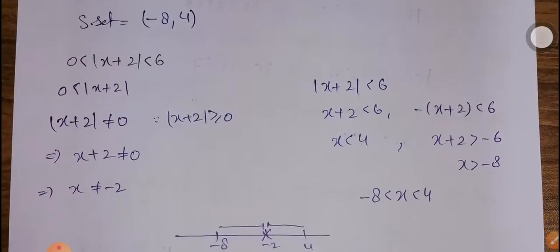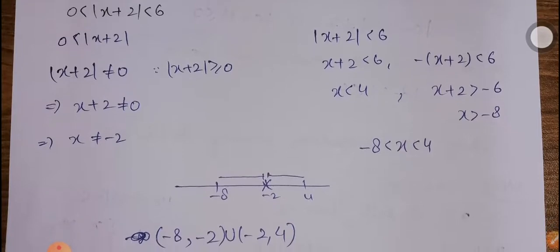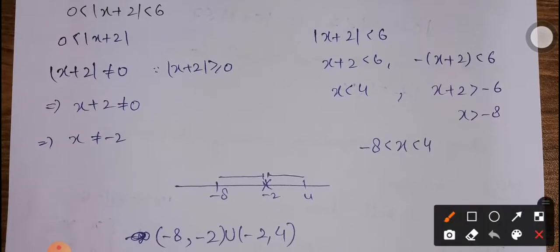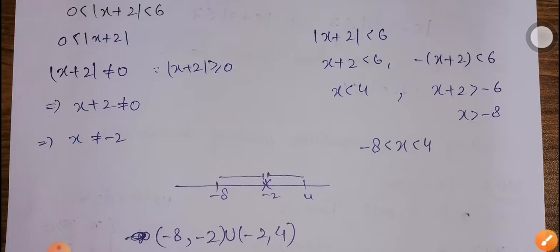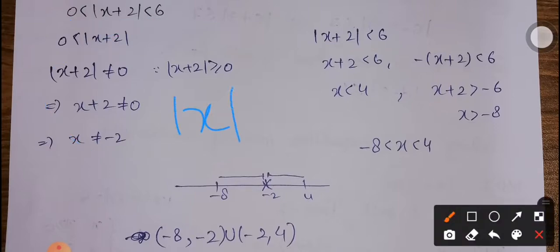Now for the next part we have 0 is less than absolute value of x plus 2 less than 6. You can see that we basically have two inequalities, so we will break this double inequality into two parts. The first one is 0 is less than absolute value of x plus 2, and the second one is absolute value of x plus 2 is less than 6. At first we are going to solve this one. We all know that absolute value of x is always greater than or equal to 0.